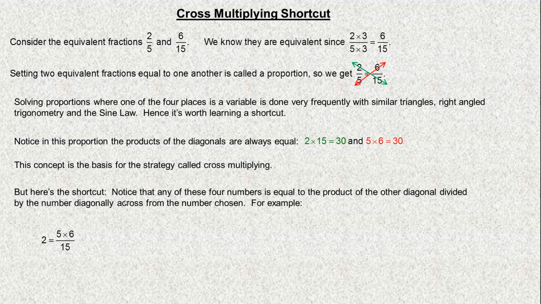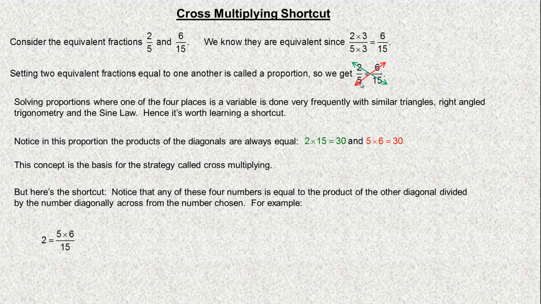Well, where do I get these numbers from? Notice that any of these four numbers is equal to the product of the other diagonal, divided by the number diagonally across from the number chosen. So here's my 2. See, the 5 and 6 is the other diagonal. The 2 is not on that diagonal. So 2 is the product of 5 and 6 divided by 15. That's what I did here.